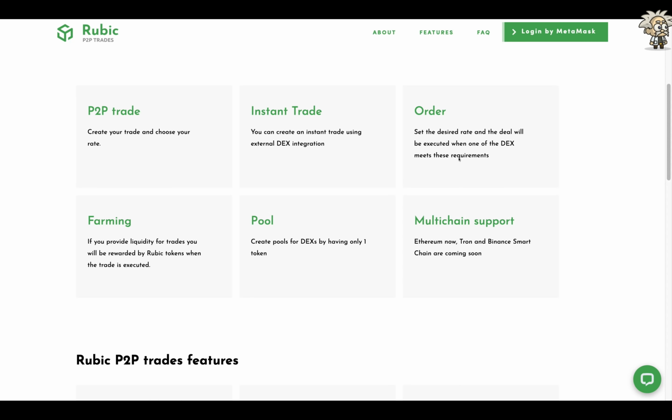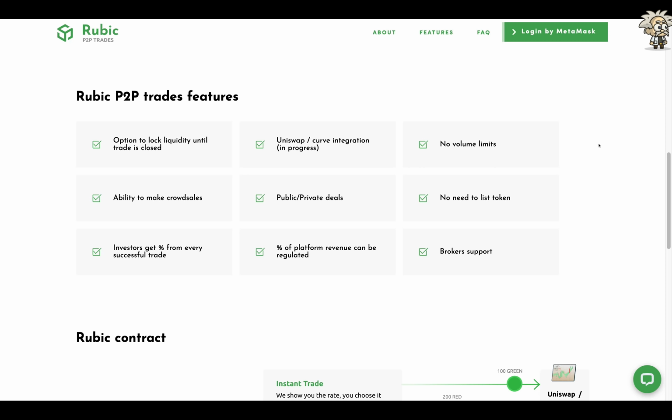So just to run through their features again, guys: P2P trades, you create your trades and choose your rate. Instant trades, you can create an instant trade using external decentralized exchange integration. Order, set the desired rate and the deal will be executed when one of the decentralized exchanges meets this requirement. Farming, if you provide liquidity for trades, you will be rewarded with Rubic tokens when the trade is executed. Pool, create pools for decentralized exchanges by having only one token. Multi-chain support: Ethereum now, Tron and Binance Smart Chain are coming soon. They have the option to lock liquidity until trade is closed, ability to make crowd sales, investors get a percentage from every successful trade, Uniswap Curve integration, which is in progress, public and private deals, percentage of platform revenue can be regulated, no volume limits, no need to list the token, and broker support.